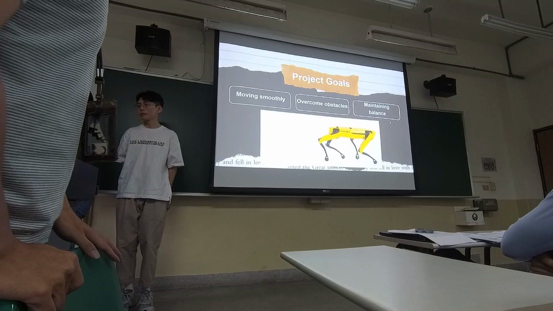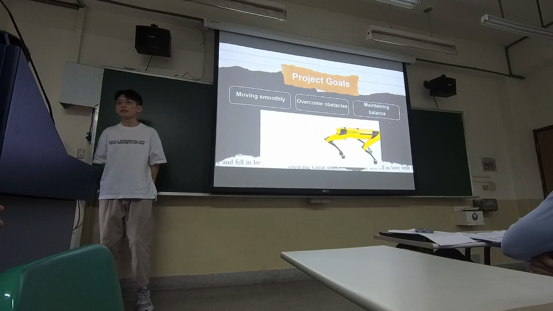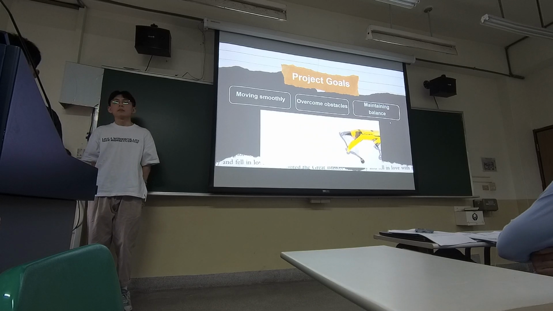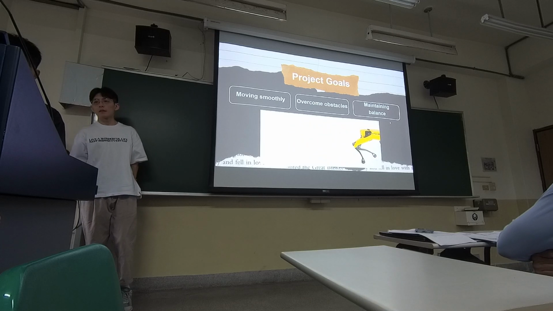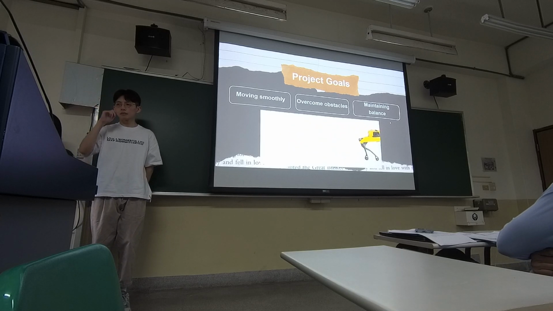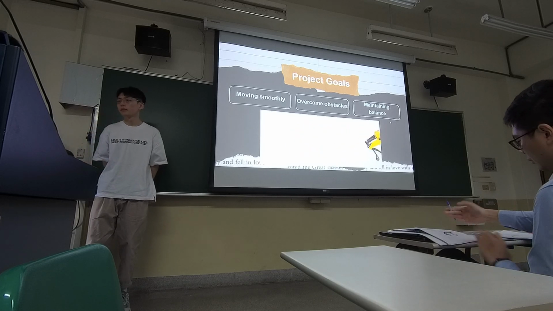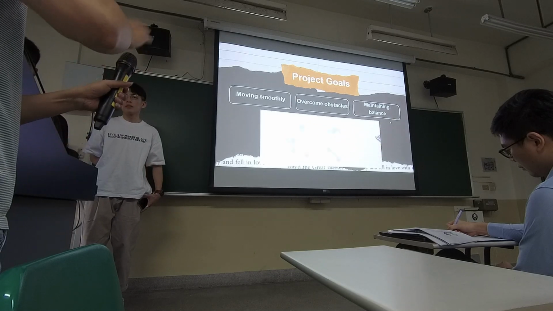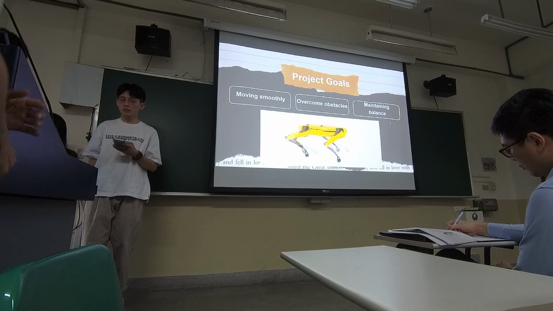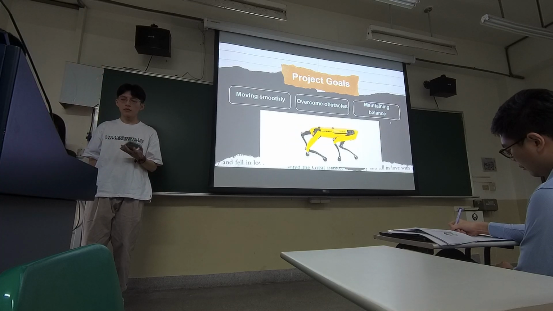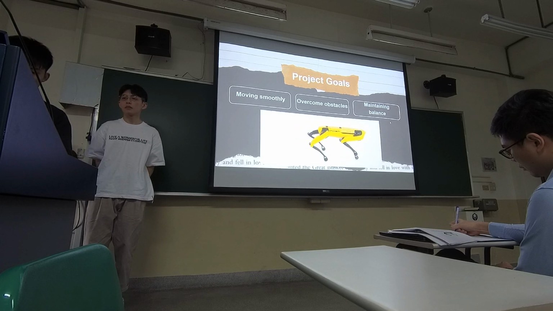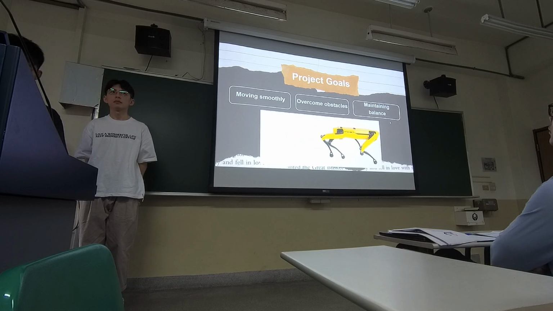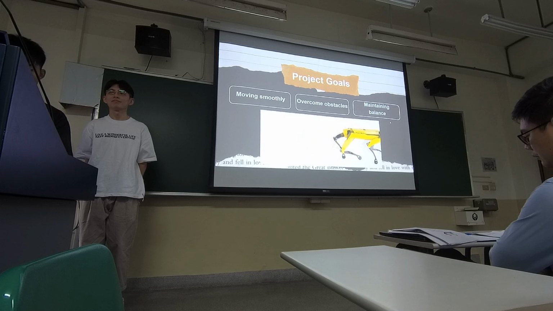Hello everyone. Now I'm going to talk about the goals and intents of our project. The goals for this project are as follows. First, we want to ensure the robot can move smoothly, providing seamless motion. Second, it should be capable of overcoming obstacles in its path, handling uneven terrain and avoiding obstacles efficiently. Finally, a crucial part of the project is for the robot to maintain balance throughout its movement, even under challenging conditions.